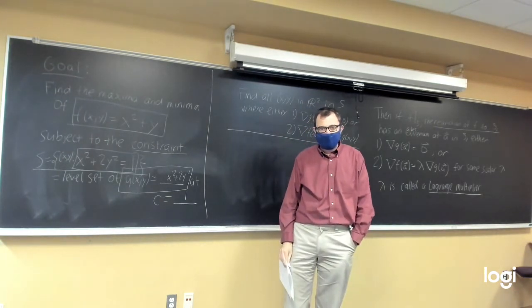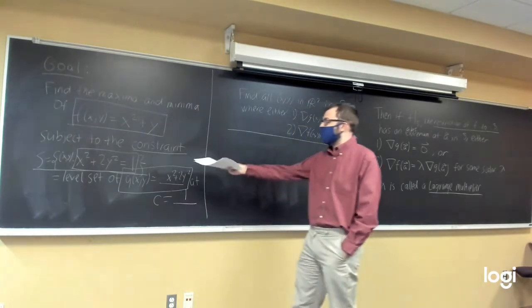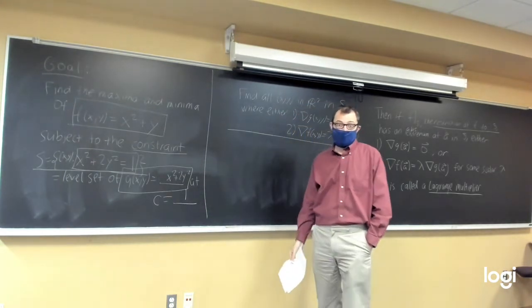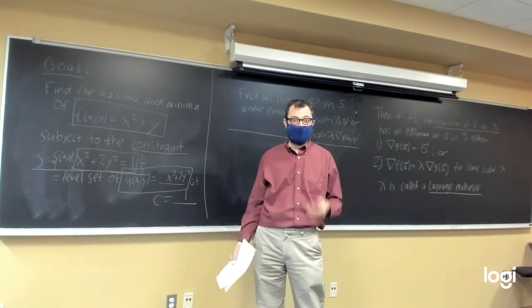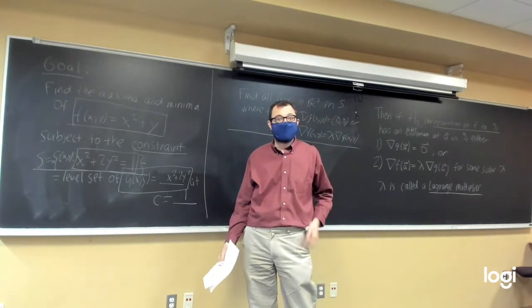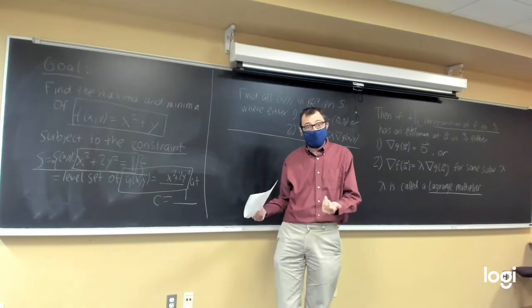Elizabeth, what do you think would be a good first step? We want to find every point in the set S here where the gradient of g is 0 or it's a scalar multiple of the gradient of f. What do you think we should start with? Find the gradient of g, find the gradient of f? Sounds pretty reasonable to me.